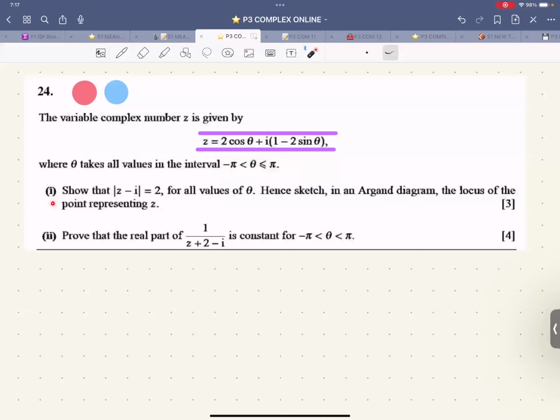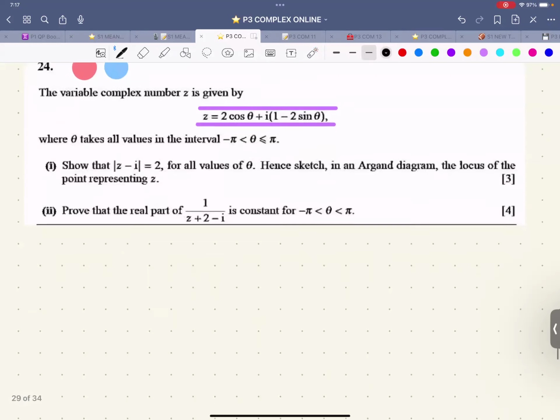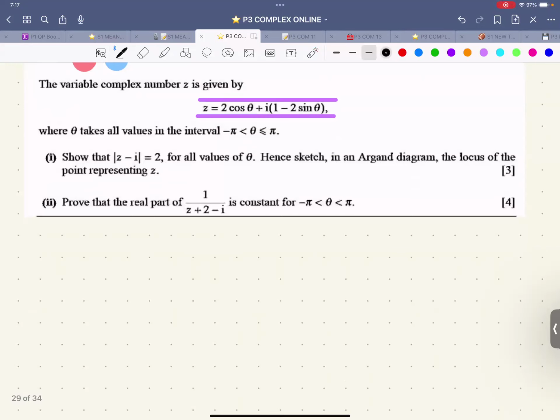The first part: show that the modulus of z minus i equals 2 for all values of theta. Hence, sketch in an Argand diagram the locus of the points representing z. And then the second one: prove that the real part of 1 over this thing is constant. So that question was very, very similar, and that is actually involving double angle. This one is not involving double angle.